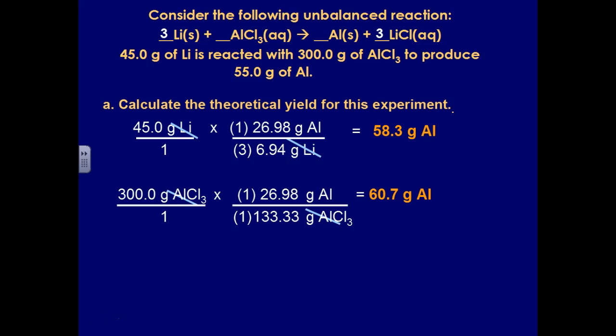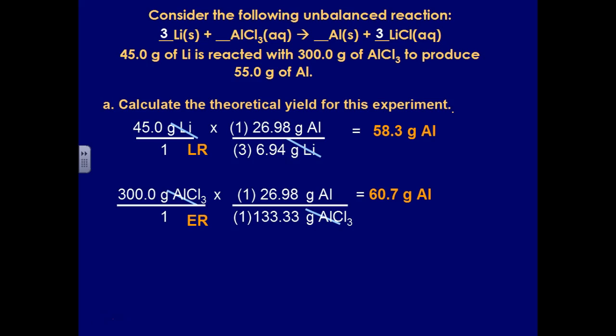However, it's not going to make too much of a difference, because even though we had so much aluminum chloride to start with, the difference between the grams of aluminum made were actually pretty close. But lithium made slightly a smaller amount of aluminum than aluminum chloride did. So the limiting reactant would be lithium, while the excess reactant by just a tiny amount would be the aluminum chloride.